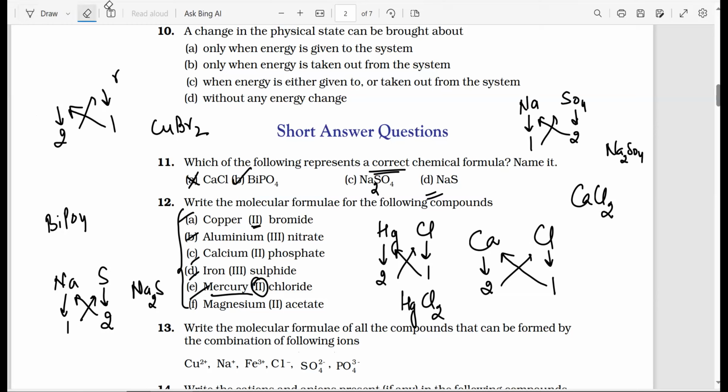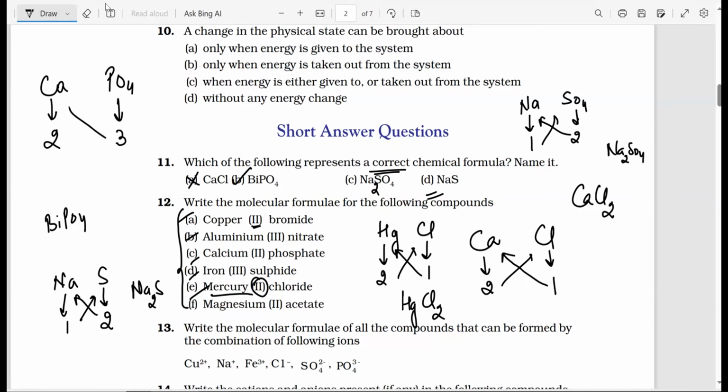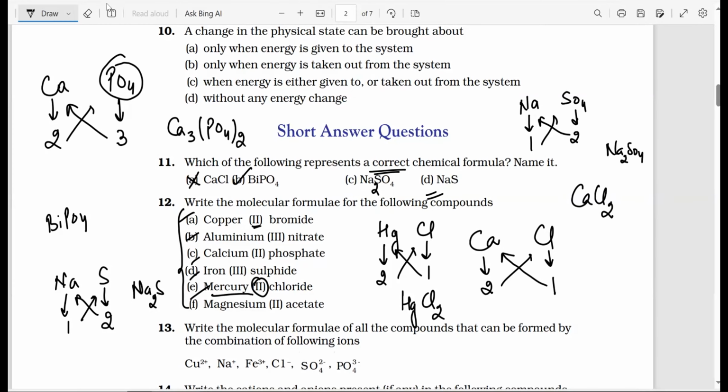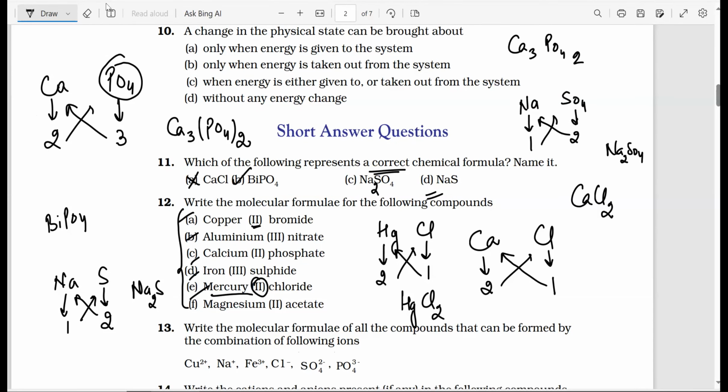Sorry, we have to write calcium phosphate. Valency of calcium is 2 and that of phosphate, PO4, is 3. You cross multiply these two, you will get Ca3, and since it has more than one atom, you have to write this PO4 in a whole bracket and then 2. Okay. Don't write it like this, Ca3PO4 and then 2. No, you have to write this in the whole bracket.